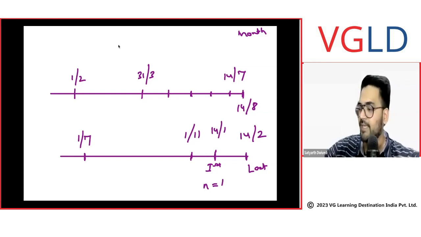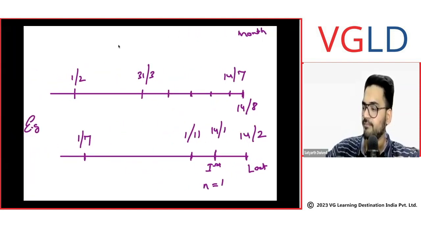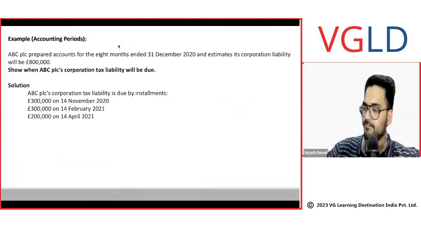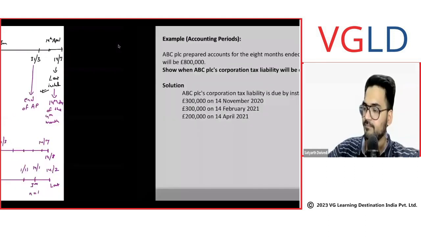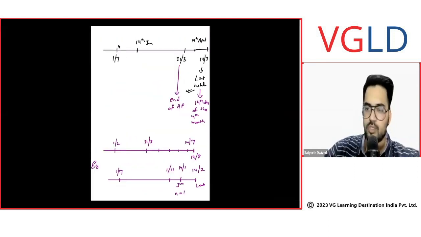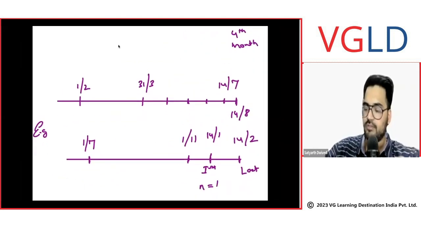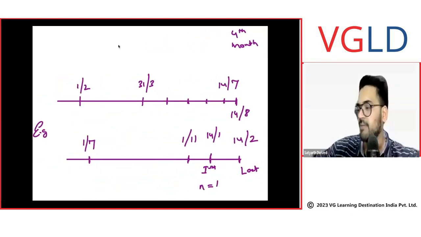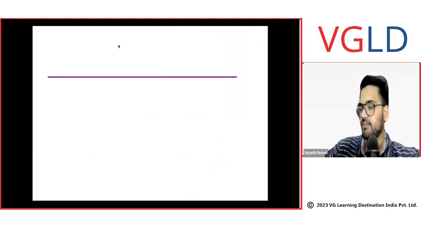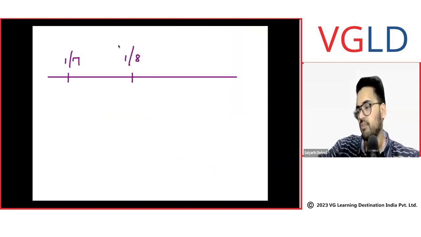Or if another example I can give you. Let me give you another example. Surbhi, is this clear? Little bit. Okay. Suppose we have a 4-month AP. 4 months AP from 1st of July. From 1st of July, we have a 4-month AP. July, August, September, October.